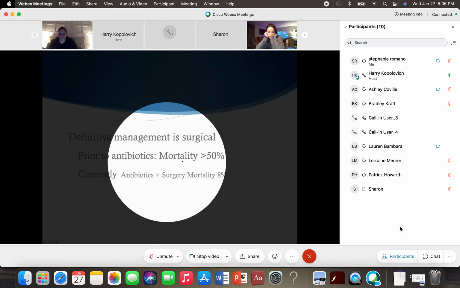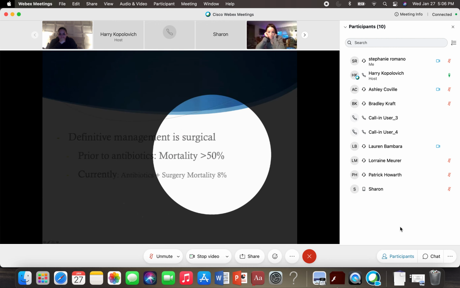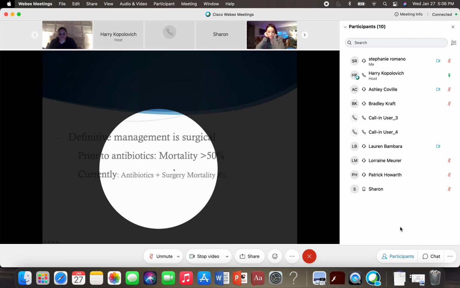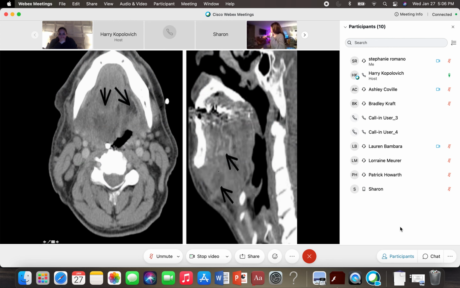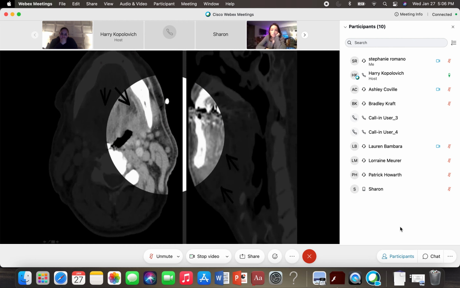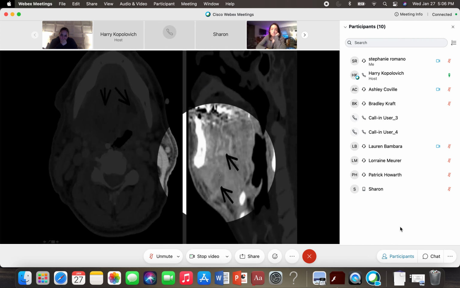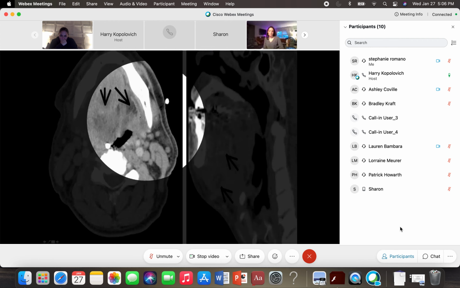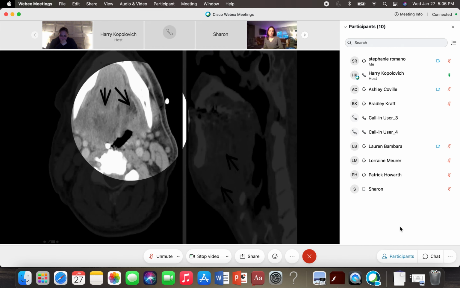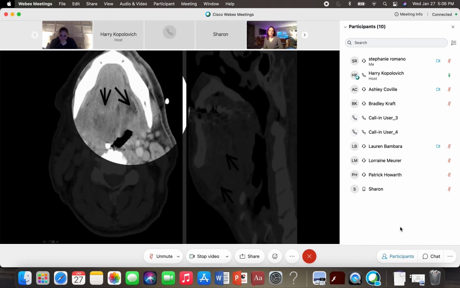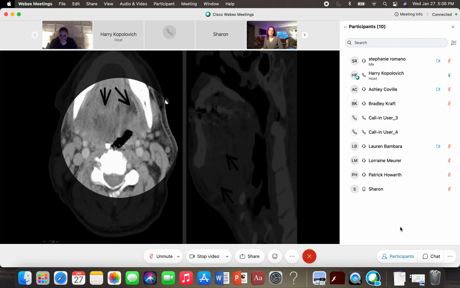Prior to antibiotics, the mortality was as high as 50%. The mortality now with antibiotics and surgery is still not 0%. It's still pretty significant, about 8% mortality. This is what Ludwig's angina looks like on CT scan. You're looking at the axial cuts over here on the left, and then the sagittal cuts on the right. With this area, this kind of rim-enhancing fluid plus air is where that infection is, and this is right in the submandibular space.